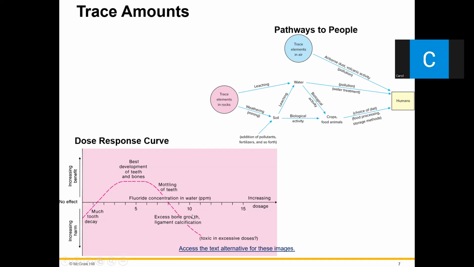Here's a dose response curve of fluoride where it shows that, even though a lot of fluoride is toxic, there's actually a little range where it's good for you and it helps with the development of your teeth and prevents cavities. A little bit higher than that, it actually hurts your teeth. So that's kind of interesting. I didn't know that. But then, if you take way too much, it can kill you.